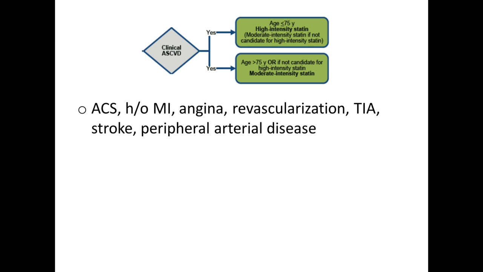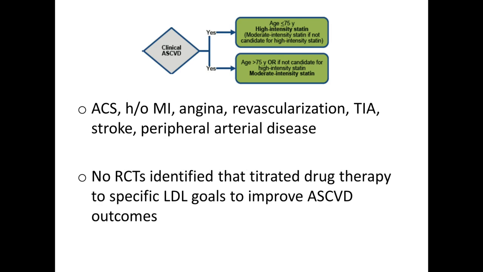So atherosclerotic cardiovascular disease is denoted by these things: acute coronary syndrome, history of MI, angina, being revascularized, having a TIA, stroke, or peripheral arterial disease. So if you have any of these elements, you're considered having clinical atherosclerotic cardiovascular disease.